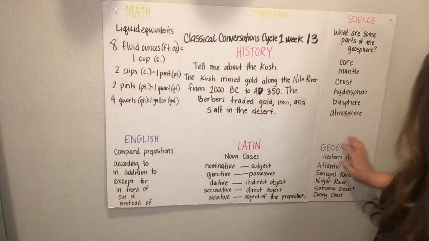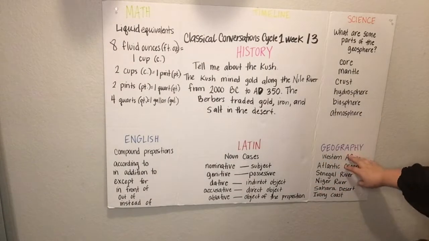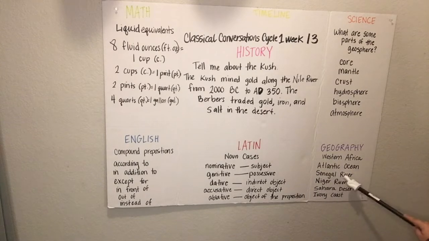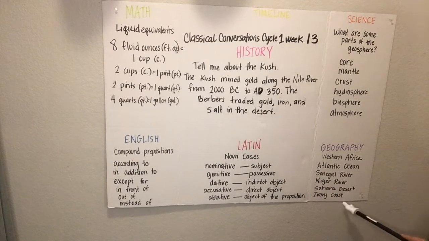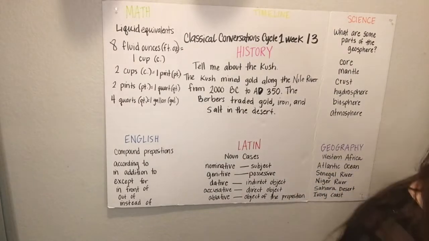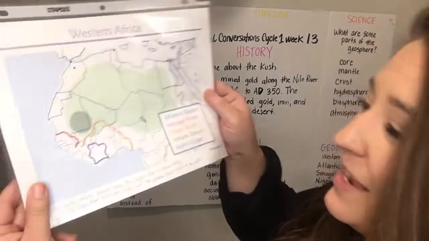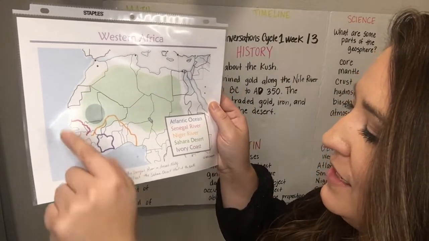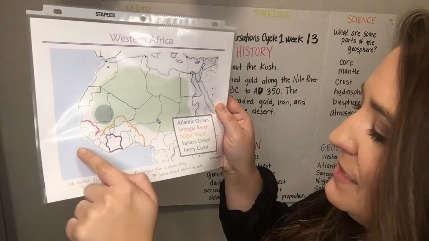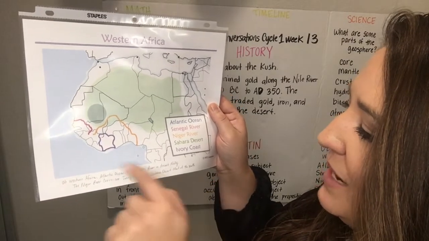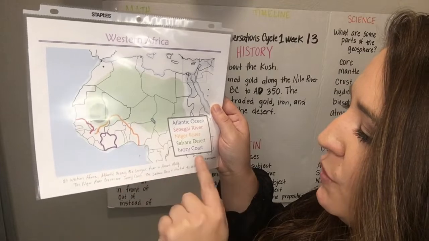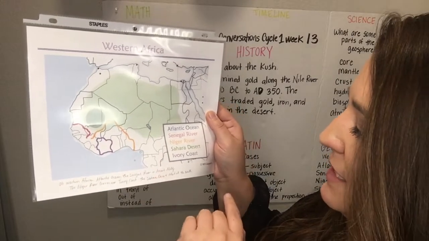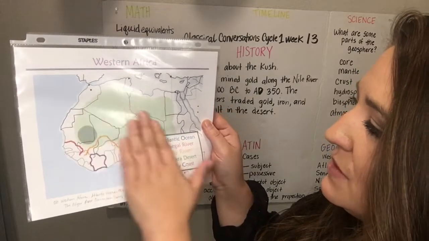We're going to go ahead and start off with our geography. And right here we have Western Africa. We have the Atlantic Ocean, Senegal River, Niger River, Sahara Desert, and the Ivory Coast. Let me show you on our map what we have. We have Western Africa, Atlantic Ocean, we have the Senegal River, which kind of makes a C, in the ancient Mali, and then we have the Niger River curves over the Ivory Coast, kind of like a rainbow over the Ivory Coast. And the Sahara Desert is in green, and it's most of the north.